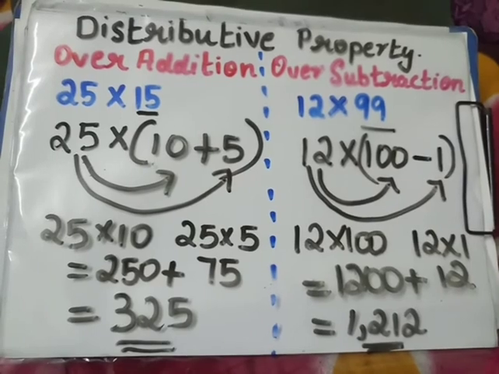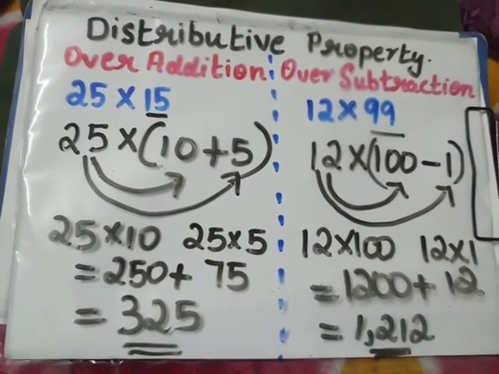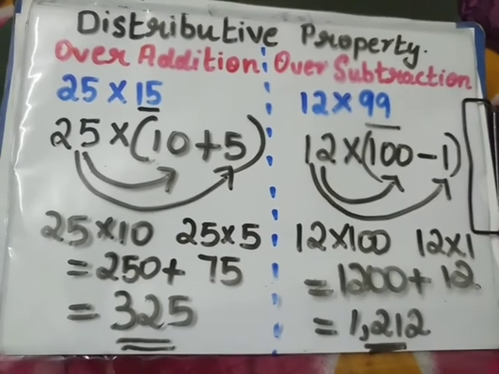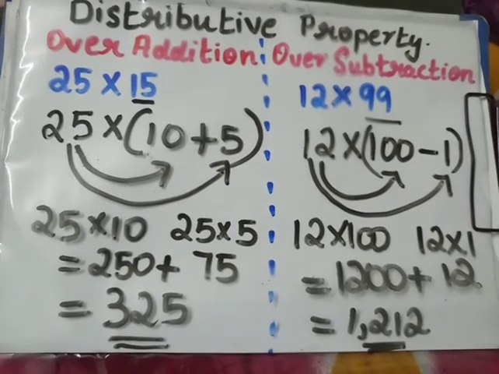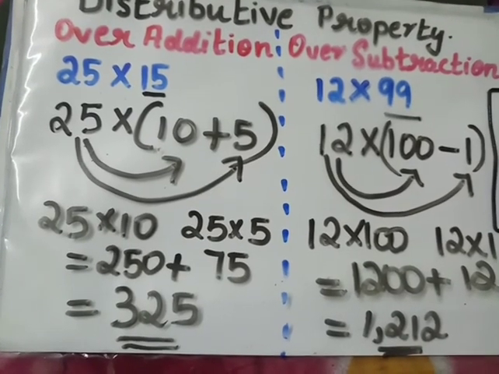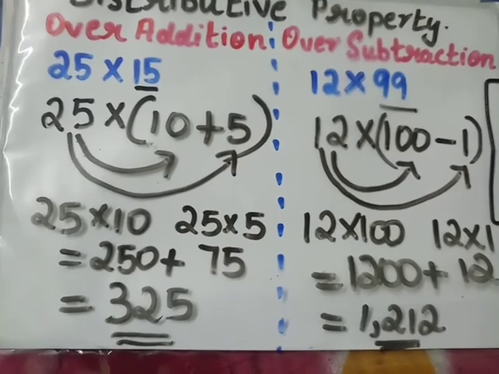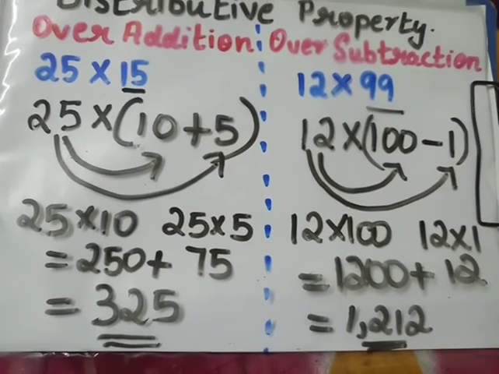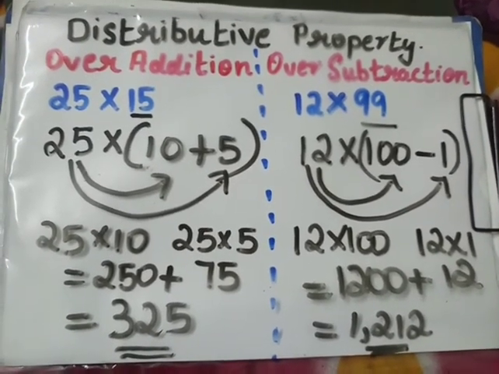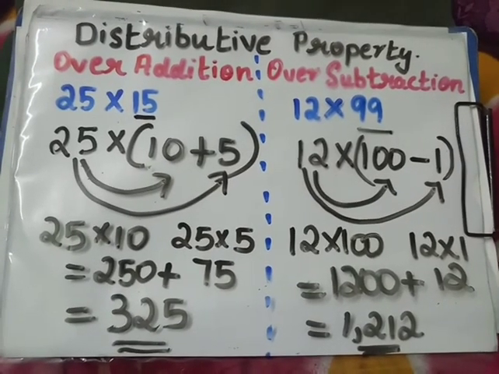Distributive property can be solved under addition method and subtraction method. Over addition we will split the number with addition, and over subtraction we will split the number with subtraction, and then we will distribute the remaining number equally to the split numbers. So I hope through this video you understood all the 4 main properties of whole numbers.